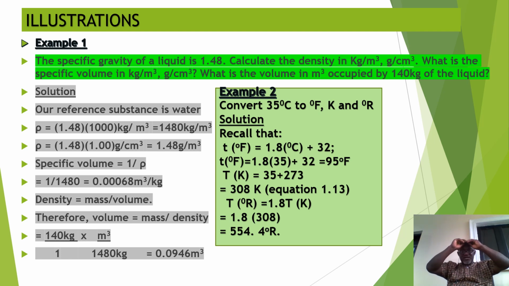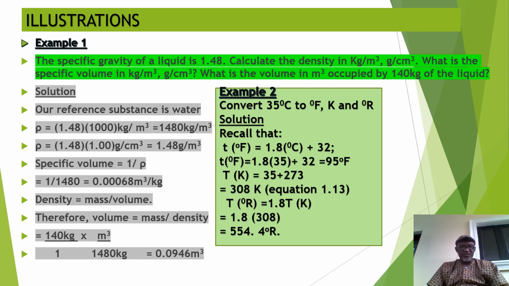You're given that the specific gravity of a liquid is 1.48, and we're told to calculate the density of that liquid and also the specific volume. What is the volume in meter cube occupied? You know, this is just simple; our reference substance is water. So we'll have 1.48 times 1,000, since we are talking about kilogram per meter cube. That is 1480 kilogram per meter cube. Since we are using water, density of water is 1.0 gram per cm cube or 1,000 kilogram per meter cube.